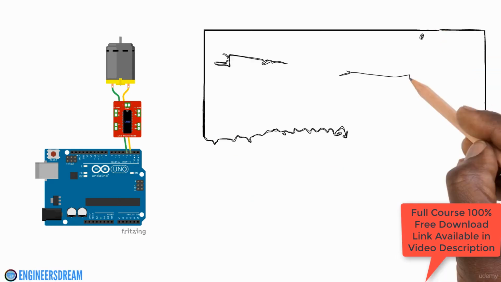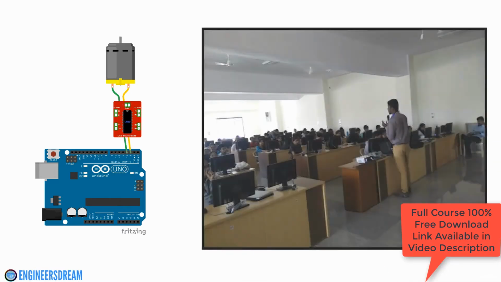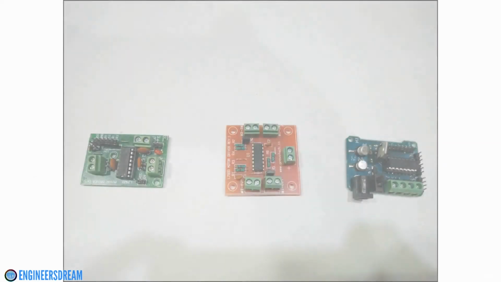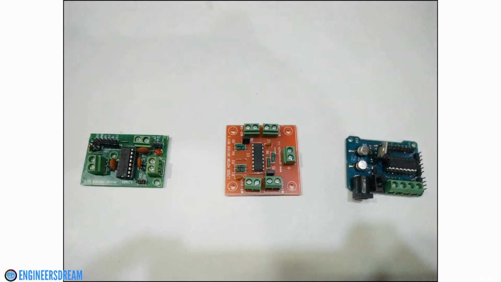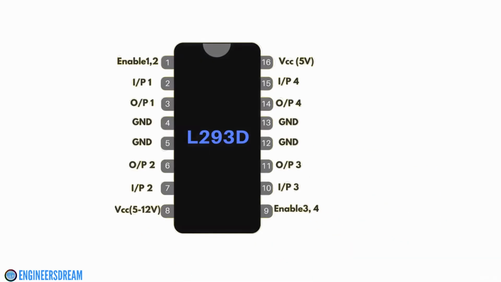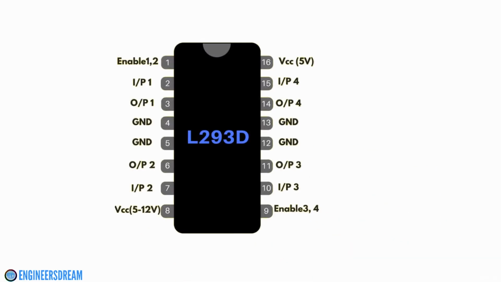Now, since I've taken many workshops on embedded systems and robotics, here are 3 of the motor drivers that I have used. All the 3 breakout boards use an L293D IC, which is a motor driver IC. The L293D IC is a 16-pin IC, out of which 4 pins are input pins and 4 pins are output pins. Pin number 2, 7, 10 and 15 are input pins, and pin number 3, 6, 11 and 14 are output pins. You can also see it consists of 4 ground pins, that is pin number 4, 5, 12 and 13.